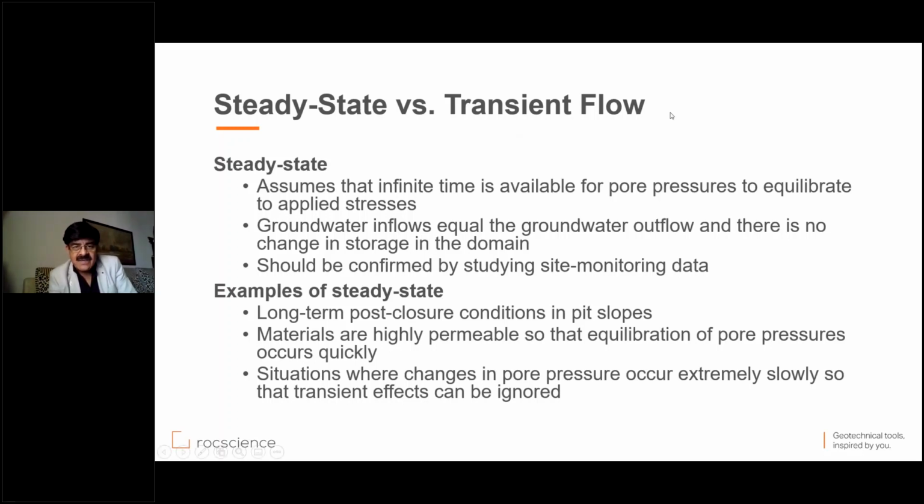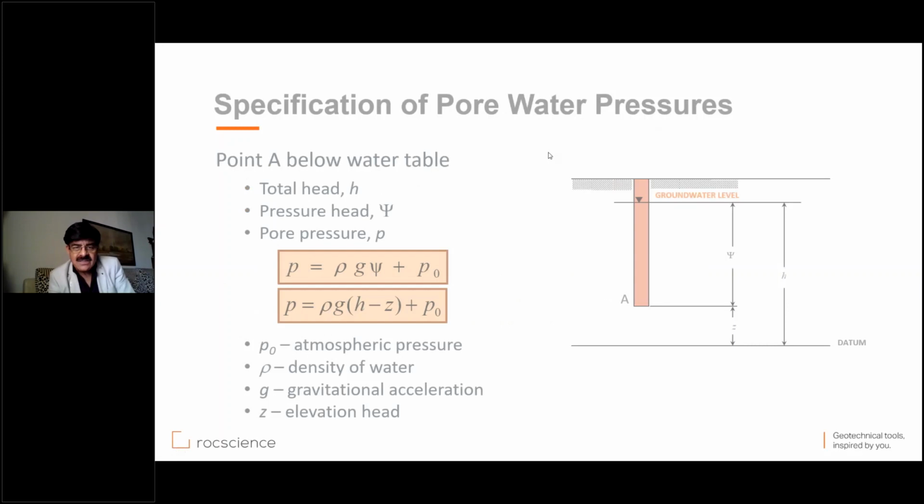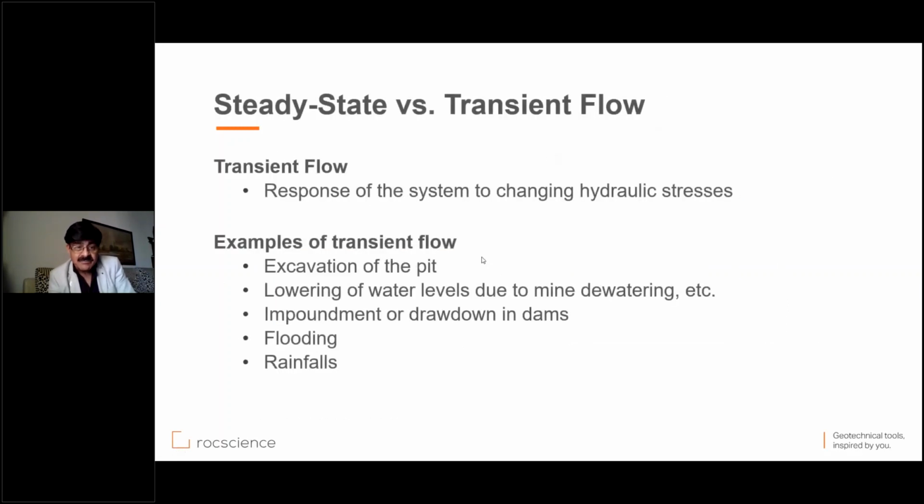As far as transient flow is concerned, transient flow is the response of the system to changing hydraulic stresses, so it is over time. Examples of transient flow are excavation of the pit, lowering of the water table or water levels due to mine dewatering, impoundment of dams or drawdown in dams, flooding, and rainfall. All of those are transient flow examples.